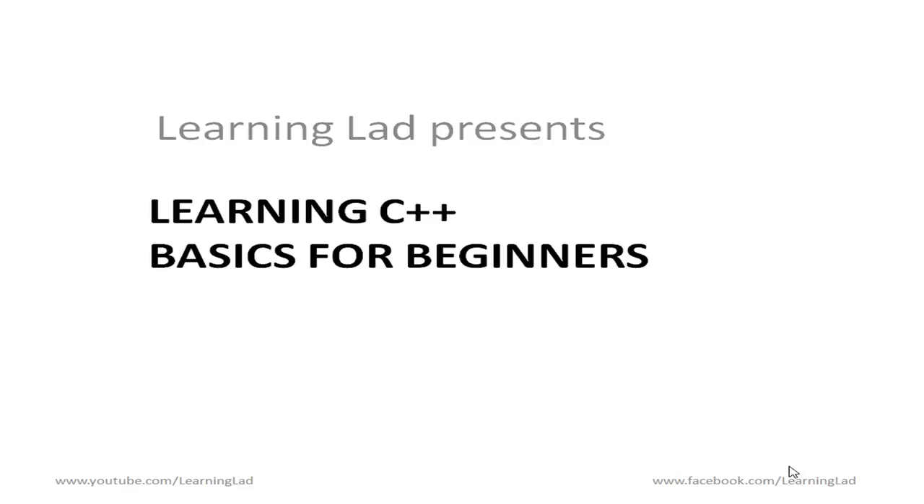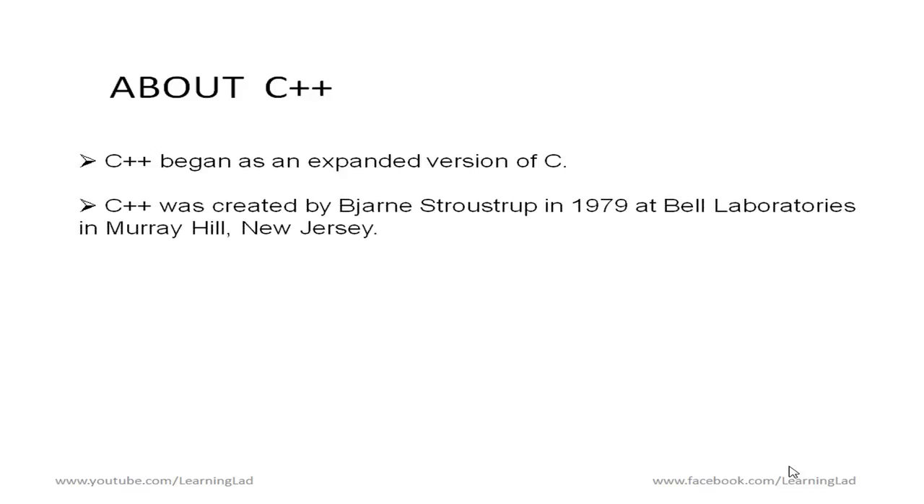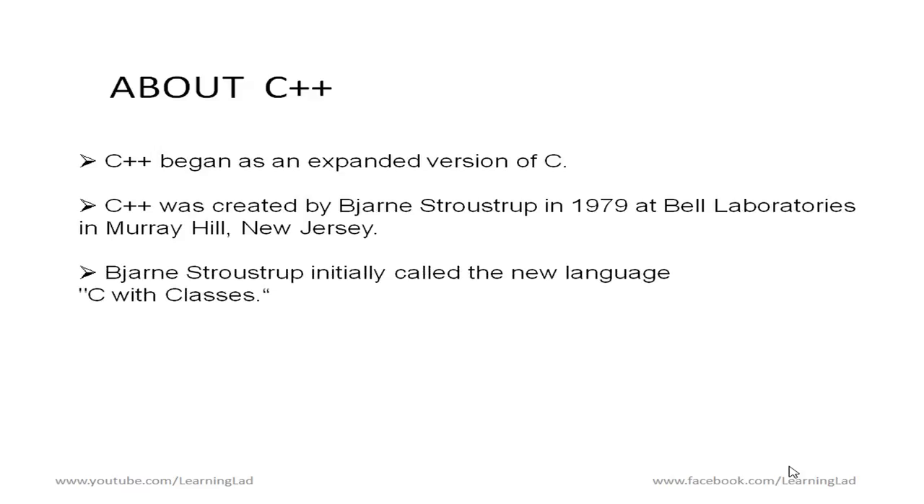Okay, let's begin with C++. So first we're going to see some things about C++. C++ began as an expanded version of C. It was created by a man called Bjarne Stroustrup in 1979 at Bell Laboratories. He initially called his new language "C with Classes", but in 1983 the name was changed to C++ because people started to realize that C++ offers much more than C with Classes.